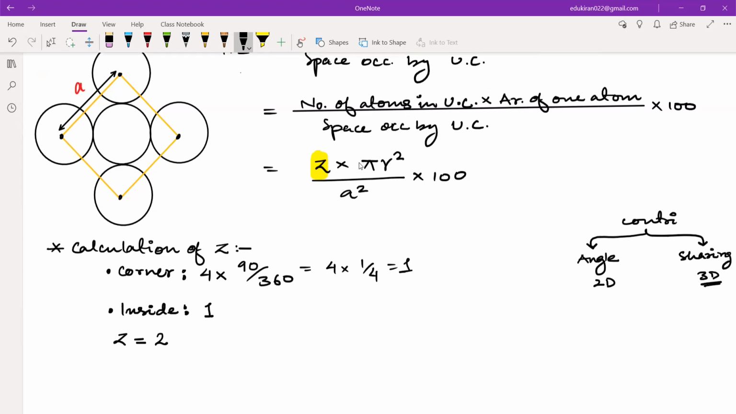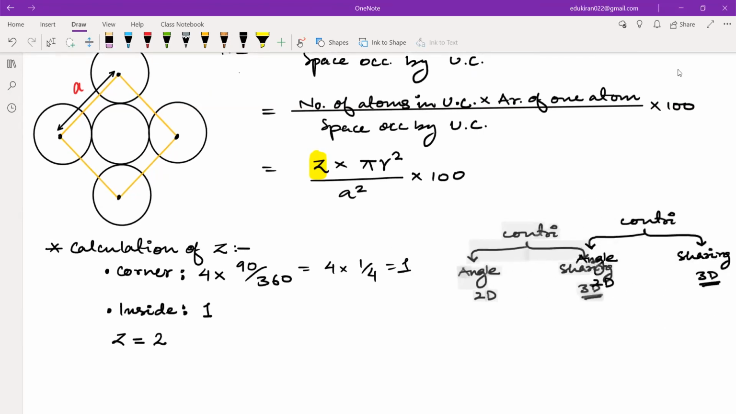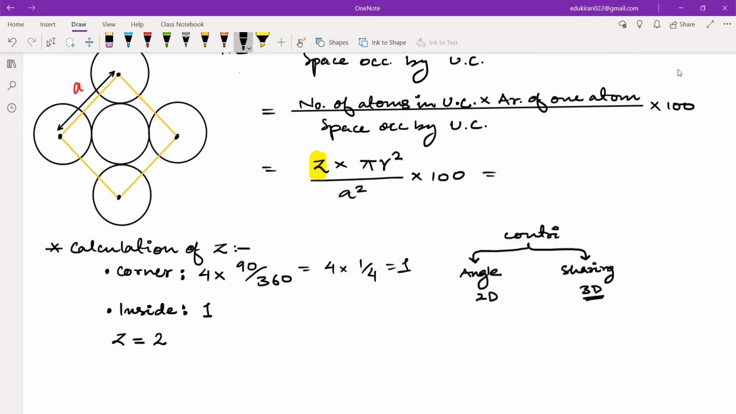Now, if I substitute the value of Z here, that is 2 into pi r square divided by a square into 100. I know the value of Z, that is 2. I know the value of pi, but I don't know the value of r and a. And I cannot assign any value of r and a because the radius of different atoms will be different, right? So I cannot give any value for r and a now.